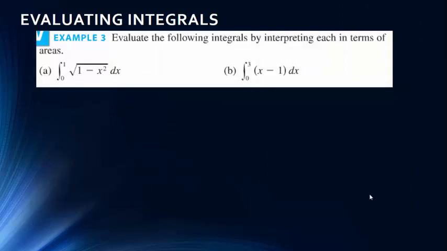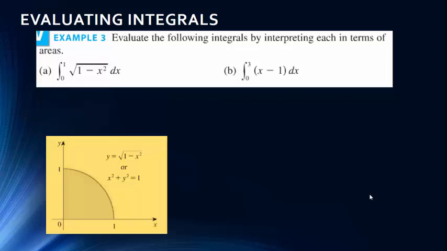When you see a problem here that says evaluate the following integrals by interpreting each in terms of areas, what this is saying is that you should recognize the geometric shape. So you want to look at the graph and see what's going on. If we look at the graph for A, hopefully you notice that this is 1/4 of a circle. Okay?